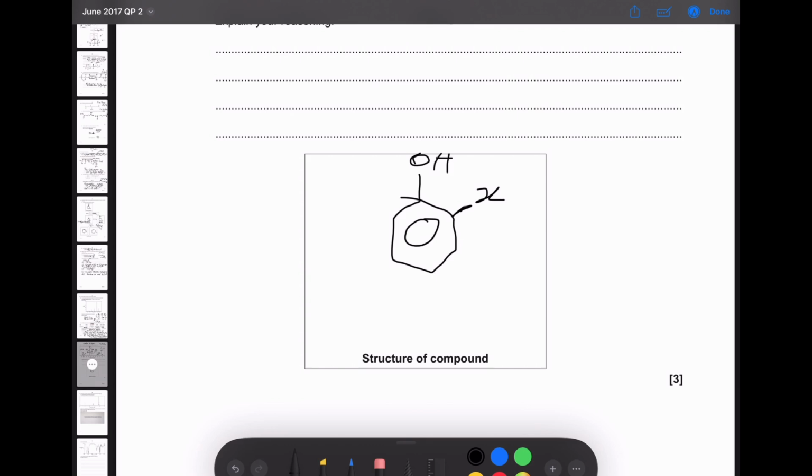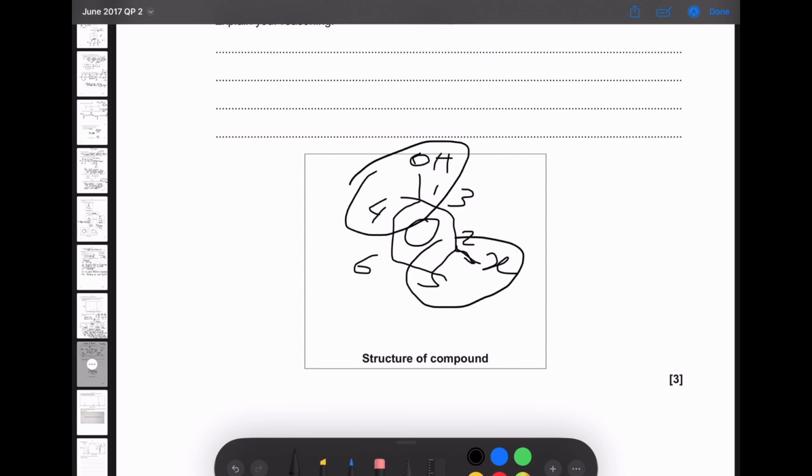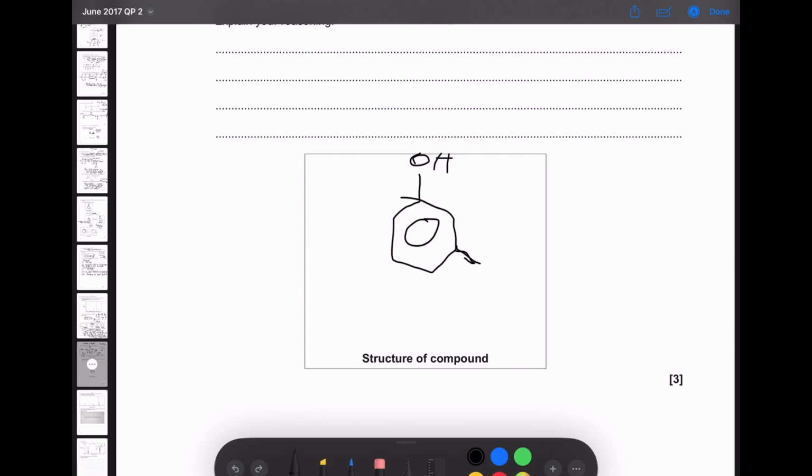And likewise, if you were to take it off and put it on position 3, well, this would be 1, this would be 2, this centre one would be 3, 4, 5, 6, and again 4 is closer to the OH and 5 is closer to the X, hence they're different. So the only place left for it to go is here on position 4.